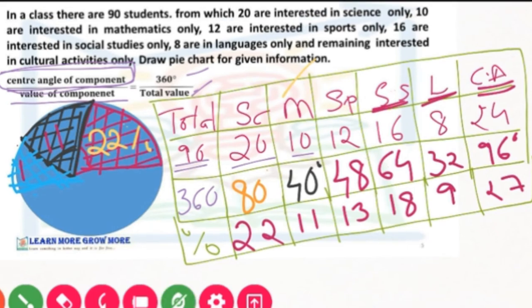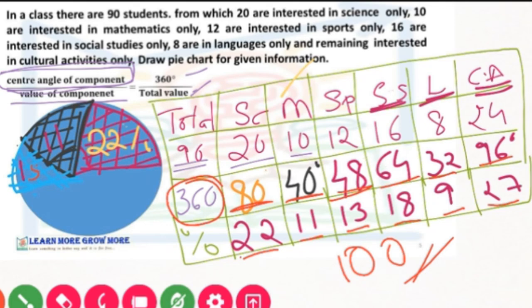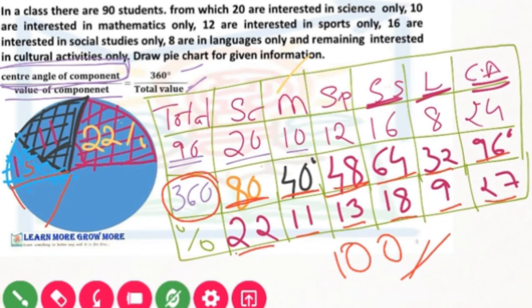Okay, by adding this angle, this angle, and all these angles, we are going to get a total of 360 degrees. As well, by adding the percentages 22, 11, 13, 18, 9 and 27, we get nearly 100. The total value becomes this. Now complete the pie chart by using the angles as well as the percentage values.